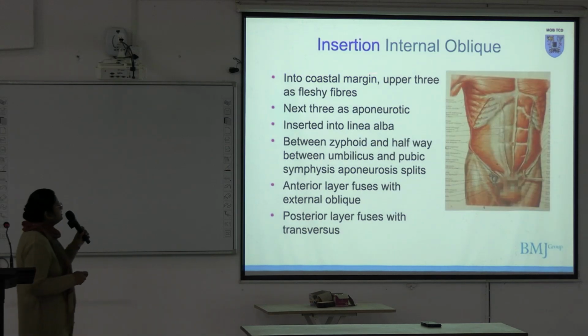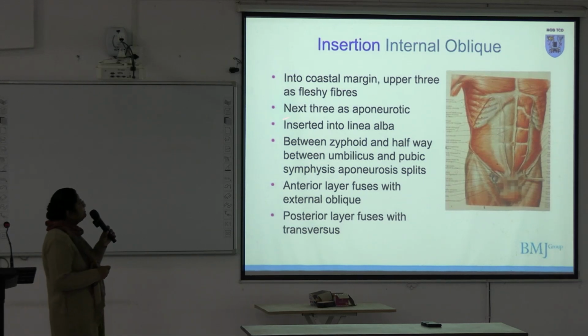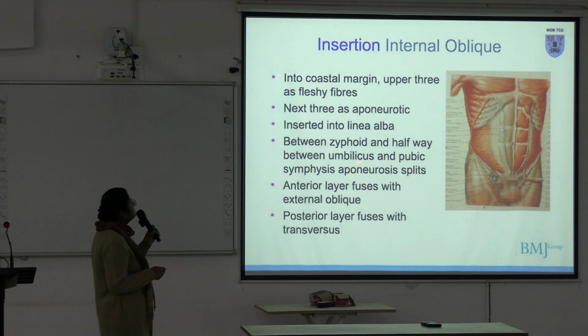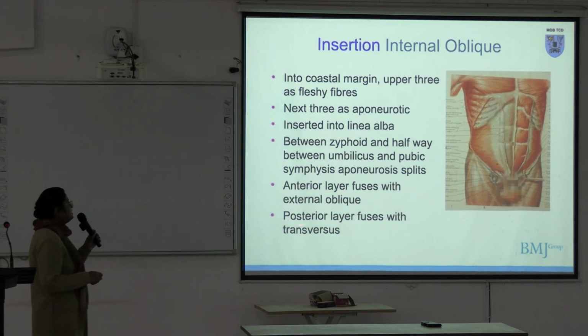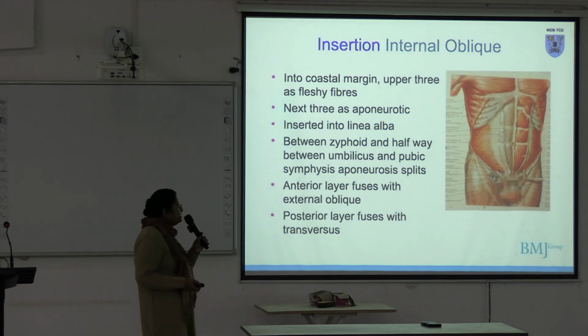Insertion of the internal oblique into the costal margin: upper 3 as fleshy fibers, next 3 as aponeurotic, inserted into the linea alba and the xiphoid process. Halfway between the umbilicus and pubic symphysis, aponeurosis splits to enclose the rectus abdominis muscle, forming the rectus sheath. An anterior layer fuses with the external oblique, and the posterior layer fuses with the transversus abdominis. Okay, understood? Next.